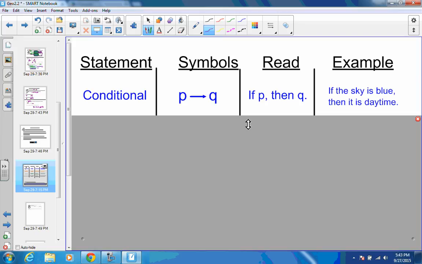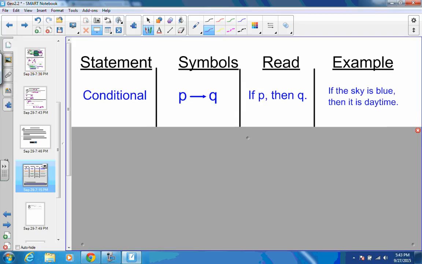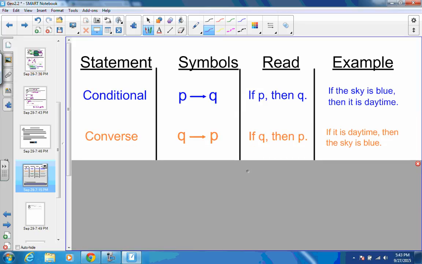I don't know if this little chart is in your notes, but if it's not, you should write it in your notes somewhere. Find a space for this, because now we're going to talk about the first offshoot of a conditional statement, which is called the converse. Converse, you'll notice it's P arrow Q, or Q arrow P, so it's just backwards. You're taking a conditional and just turning it around. The P part was here, the Q part was here. Now it's if it is daytime, then the sky is blue.